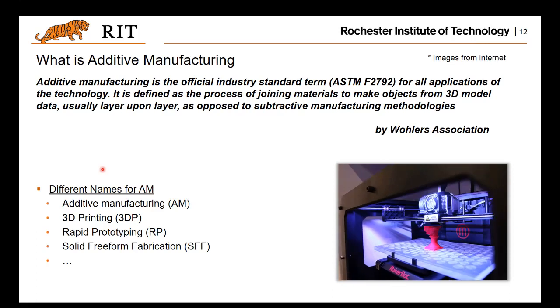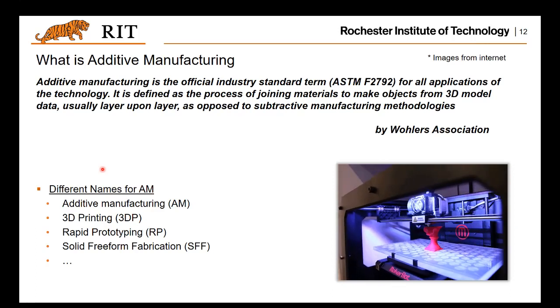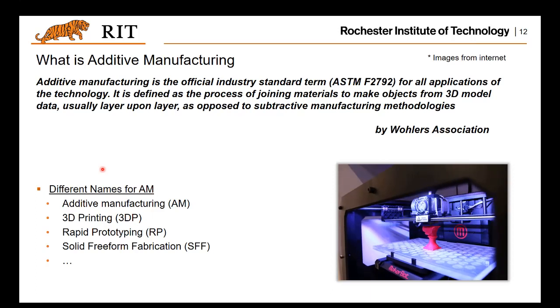And there are different names for additive. Now we call it additive, but in the old days, people used to call it solid freeform fabrication, SFF, or rapid prototyping. Another very famous name we used a lot is 3D printing, 3DP, right? It's more like a layman's name for additive. So we use 3D printing or additive the most, right?